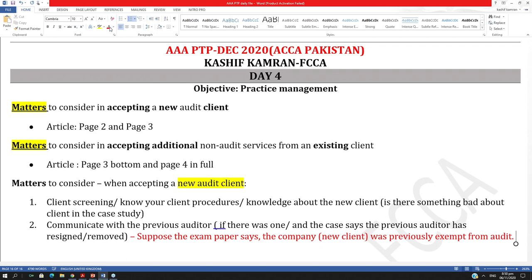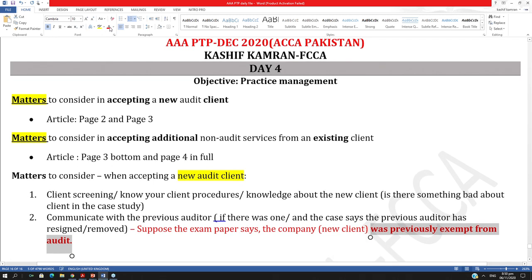The examiner is saying the company was previously exempt from audit. So will they have a previous auditor? No. And you mistakenly write that point because you had rote learning. So will rote learning be helpful in the exam paper? No, you have to look at the case study. So you should communicate with the previous auditor only when the previous auditor was present. You cannot communicate with the previous auditor when the company was previously exempt from audit. So please carefully read the case study. More matters when you read the examiner article.